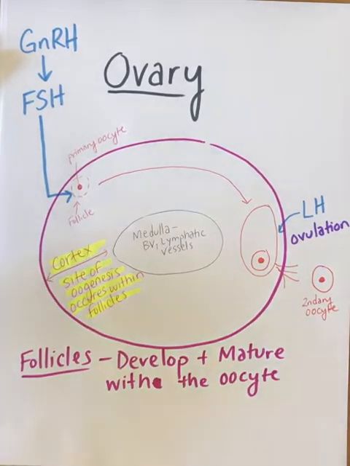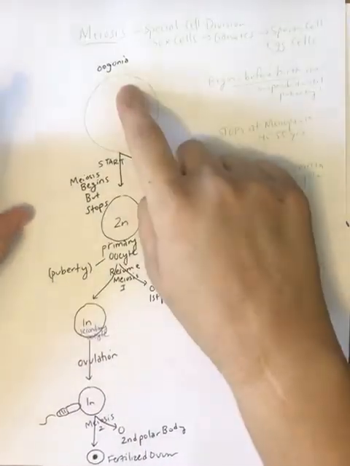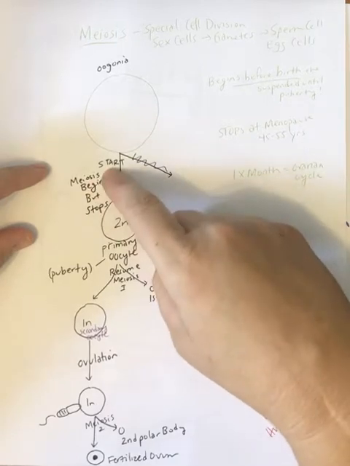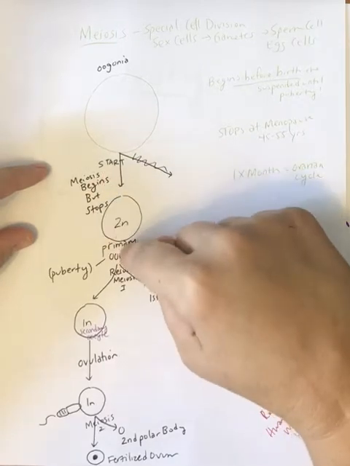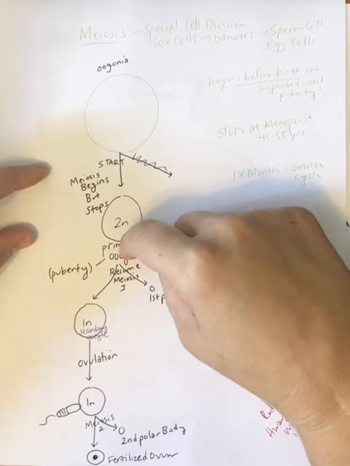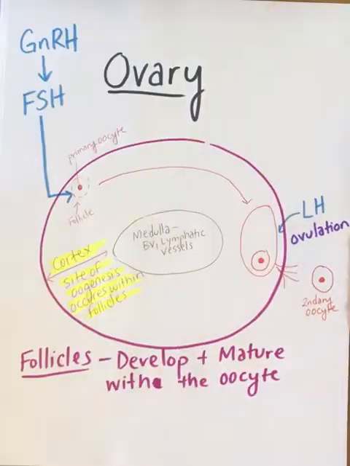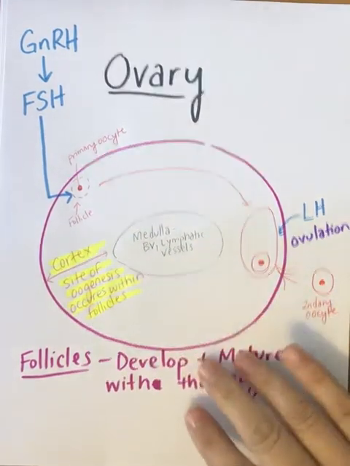Now, we started with oogonia. So, I have to start with oogonia before birth because meiosis begins but stops and creates the primary oocyte. So when we talk about before birth, the follicles are called primordial follicles. The very first follicle that you have is gonna be called a primordial follicle.